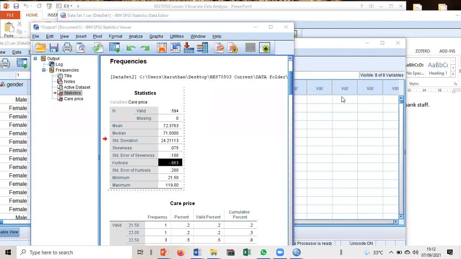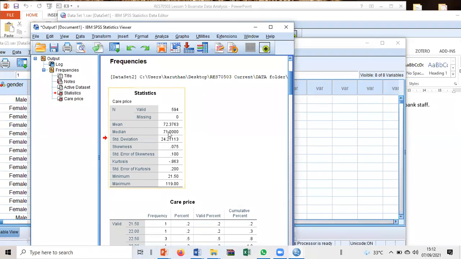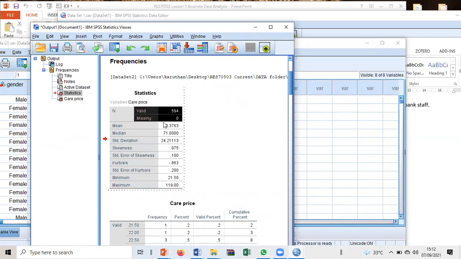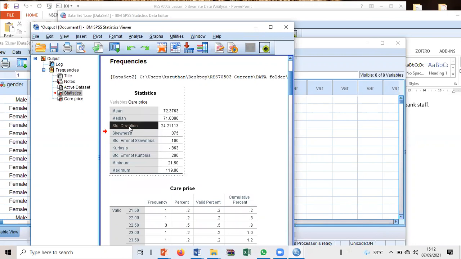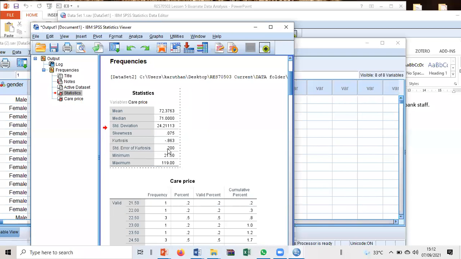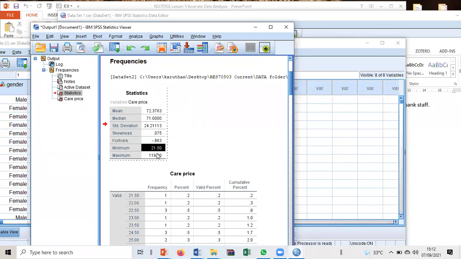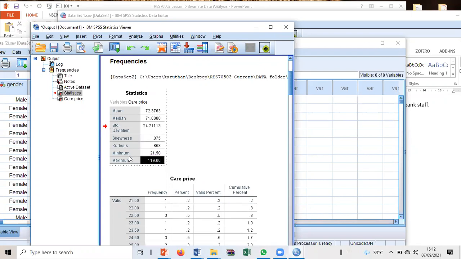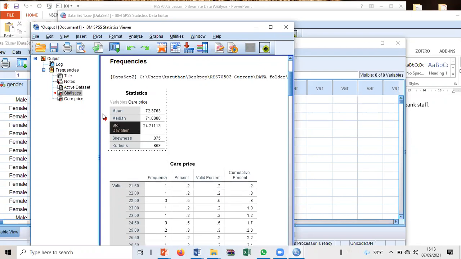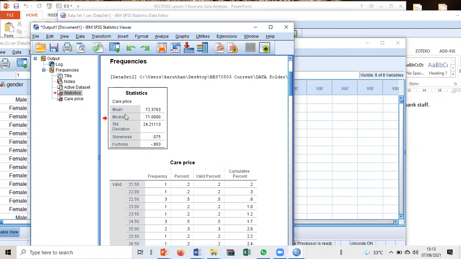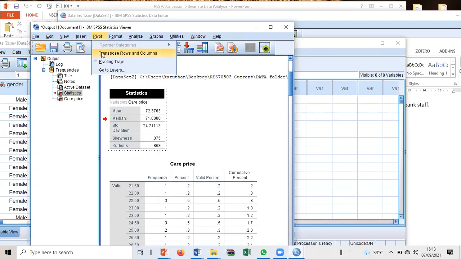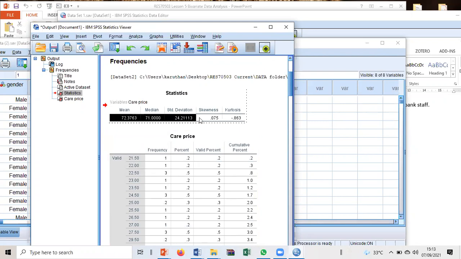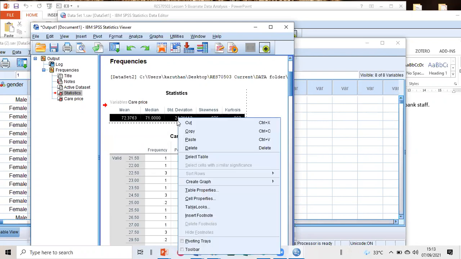Okay. So now we have, that's a mean. Or you want to present the table. The mean, median, standard deviation, skewness. So we don't need this. Sample size is very large. Therefore, kurtosis and this enough. That's a minimum. That's a maximum. All right. You want to transpose this. Okay, that's a descriptive 36. Decimal places. I think two places is enough.